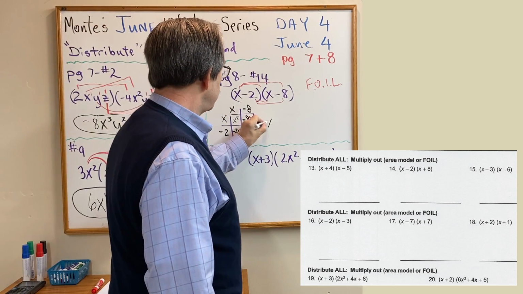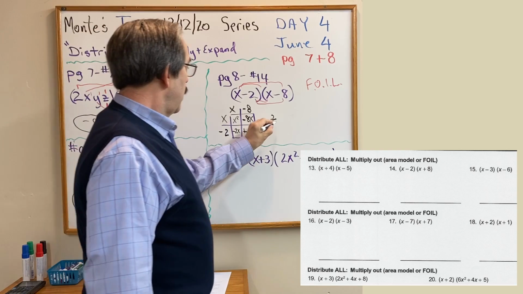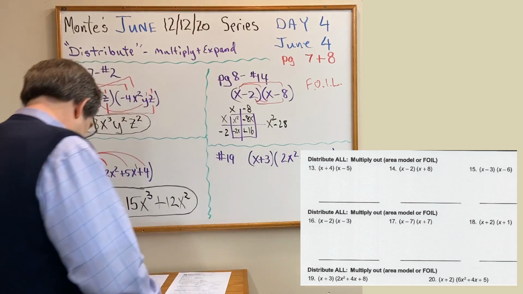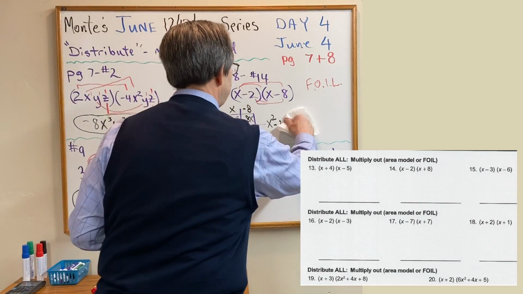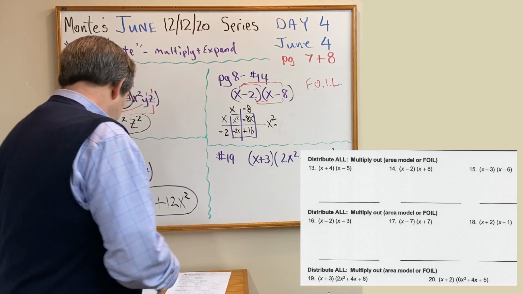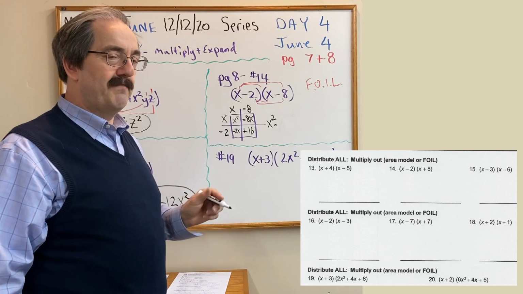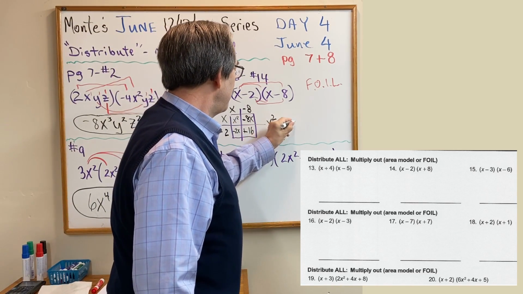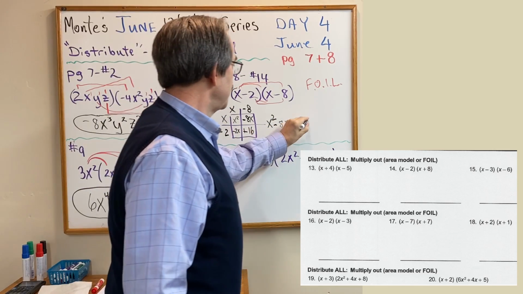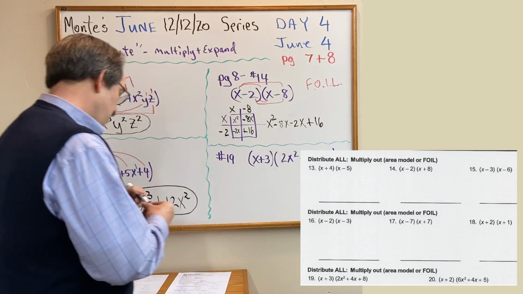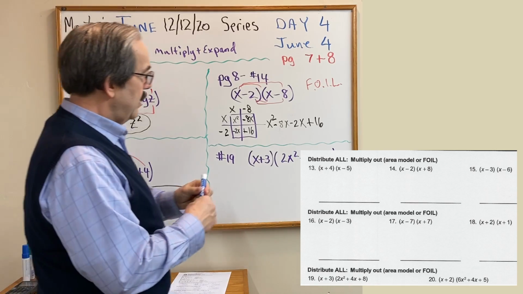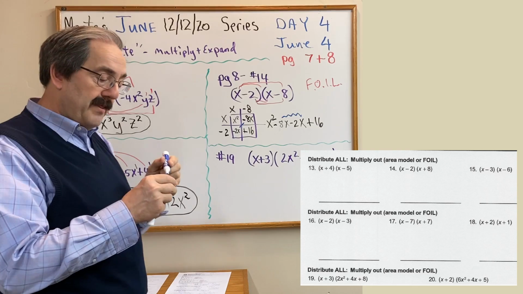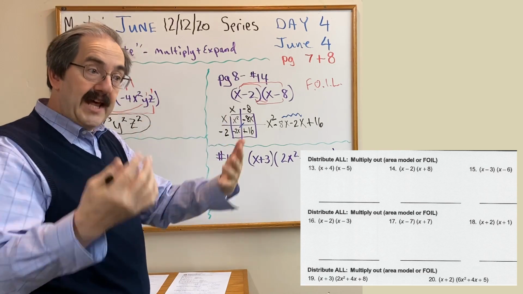Okay? So x squared minus 8x. Whoops. You ever say something and your hand doesn't respond to what you say? Okay. Minus 8x minus 2x plus the 16. We're almost done. Don't forget the middle term. You can always add the middle term, combine it together.